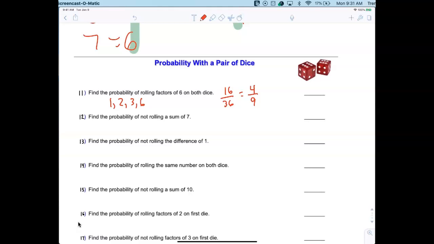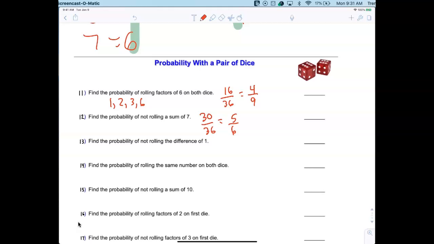So now the next one. Find the probability of not rolling a 7. So how many 7s were there again? 6. Some of you remember. If not, you just count them. There were 6. So if you don't want a 7, how many of them are not 7? 30. There's 36 altogether, right? So it's 30 times out of 36. And if we reduce that, 5 out of 6.